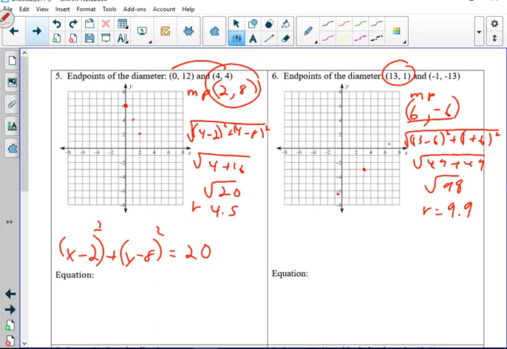2, 4, 6, 8, 10. Right underneath there. And again, this is a rough drawing of a circle. And my equation is x minus 6 squared plus y plus 6 squared equals 98.